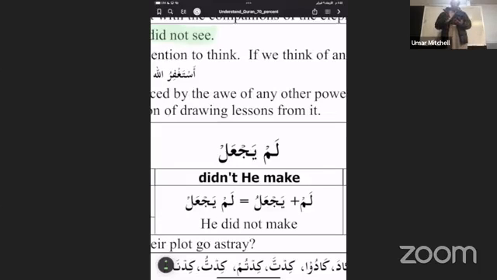So again, if I say la yaj'al, this now means he is not making. What if I say lam yaj'al? He hasn't. He could in the future. He hasn't yet, now or in the past. Hasn't made.